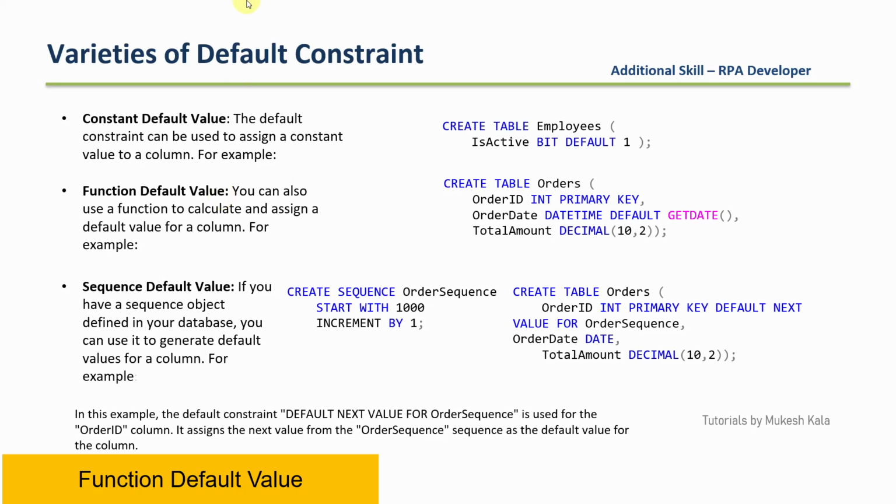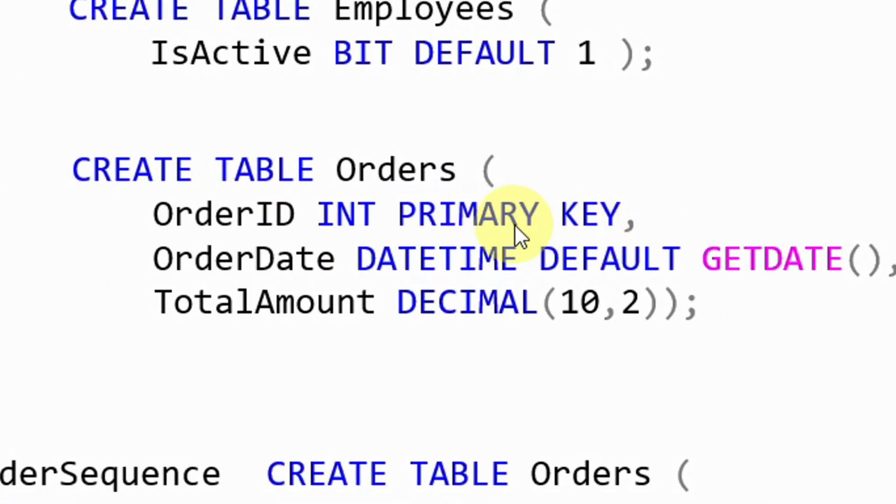To give you an example, see here, create table orders. Order ID is a primary key, right? Total amount is a decimal where we are storing the order total. However, if you see the order date, this is nothing but the date. So I am using the datetime data type because I want to store the date, right? Default value. And now what is this getdate? So getdate is a function to get the current date.